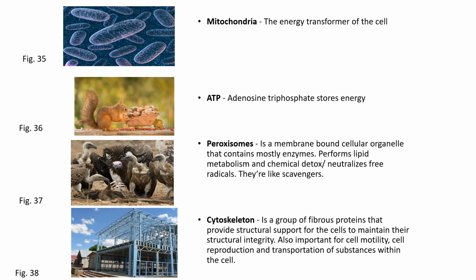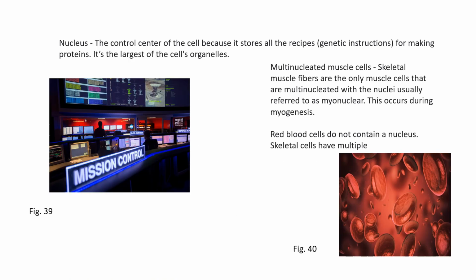You've got the mitochondria, which is the energy transformer, so the Optimus Prime, ATP, which is what stores your energy. Your peroxisomes is a membrane found in the organelles, and they perform lipid metabolism, so they neutralize free radicals. They're like scavengers. Then we've got a cytoskeleton. This is the protein that makes up the structure of the cell. Then we've got the nucleus, which is the control center. Then we've got multinucleated cells.